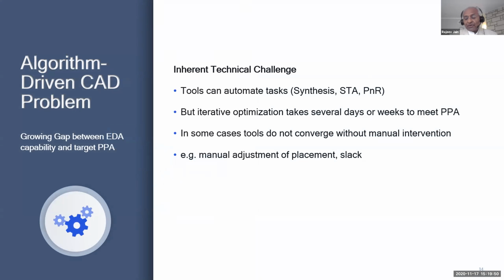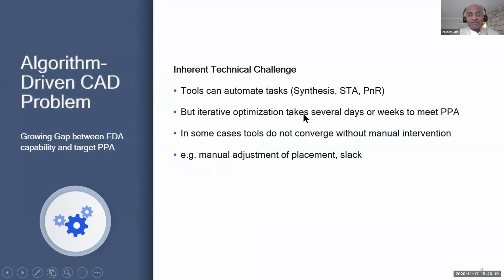So to really find the right solution to the problem, let's look at what really is good about the current algorithm-driven CAD and what actually is the weakness. And then we know what we should actually address. So when it comes to the automation, clearly the synthesis, the DV simulation, the place and route tools have proved that they can in fact automate fairly complex designs with millions of standard cells. And that really isn't the showstopper.